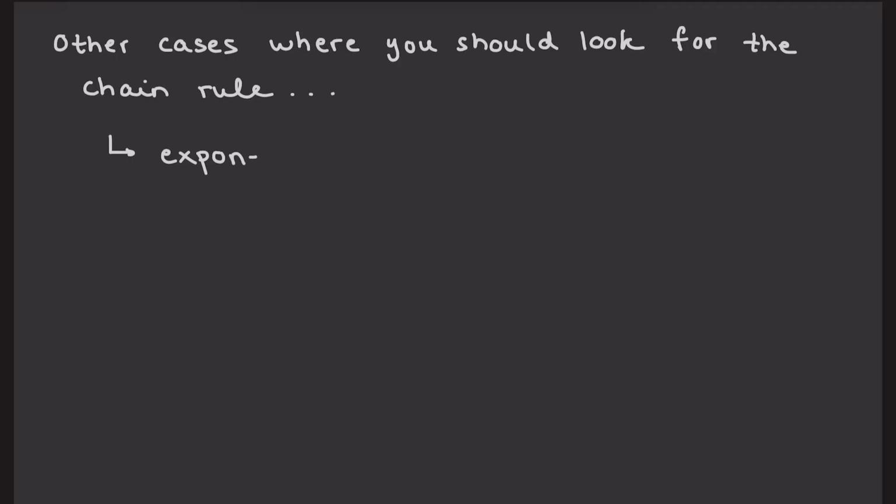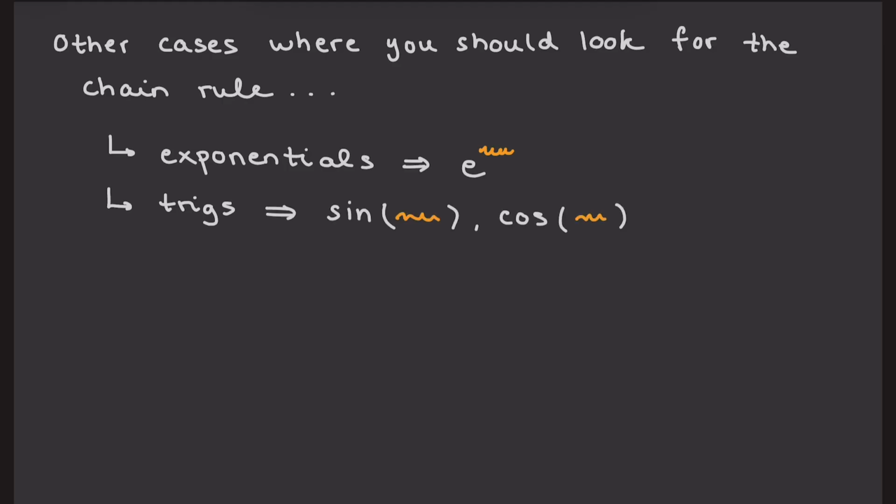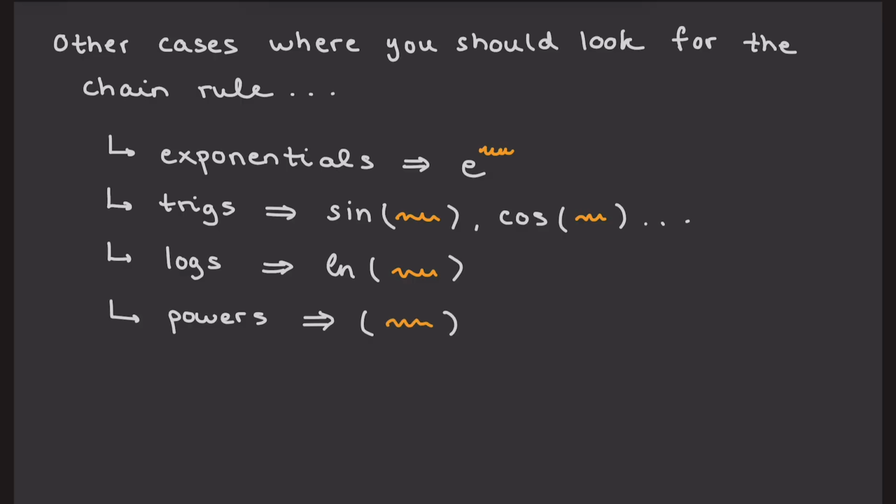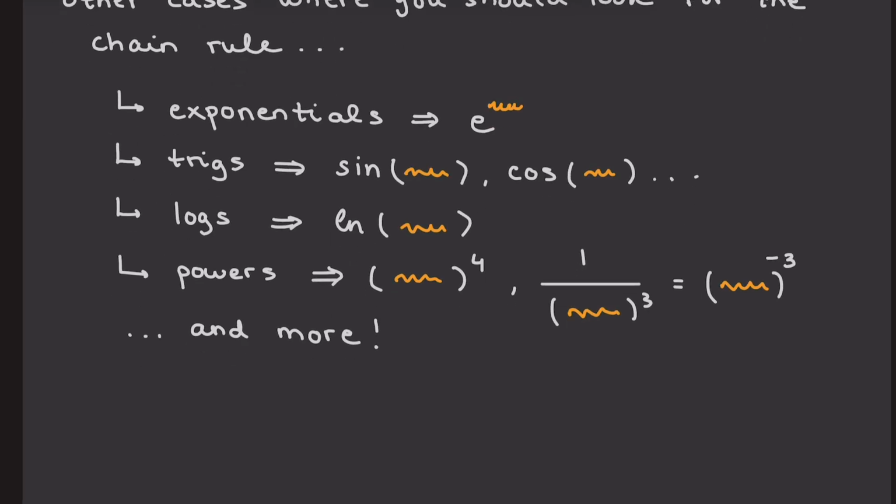So, anytime that you have an exponential function like e to the something, or a trig function like sine of something, cosine of something, secant of something, every time you have logs like the natural logarithm of something, or powers of expressions such as something to the power of 4, or 1 over something to the power of 3, which is equal to something to the power of negative 3, you should always be thinking of the chain rule, because that something will be your inside function, and the rest would be the outside function.